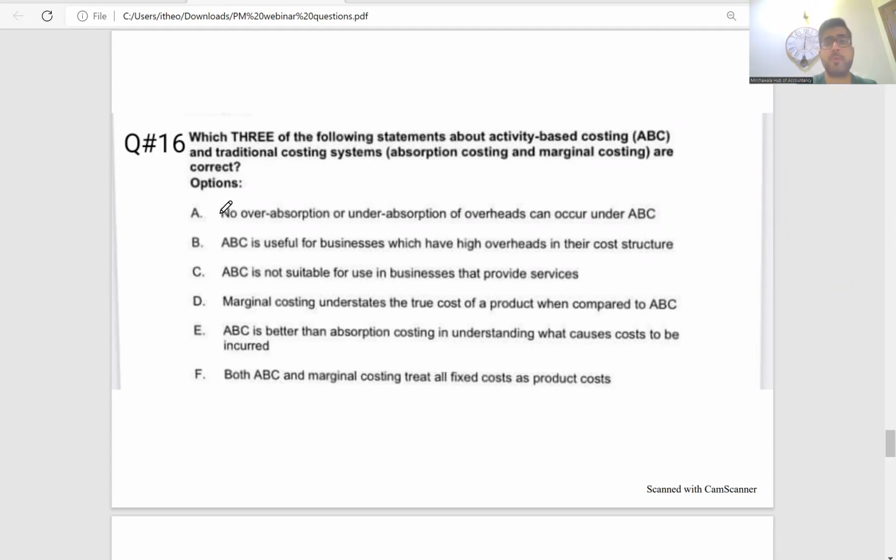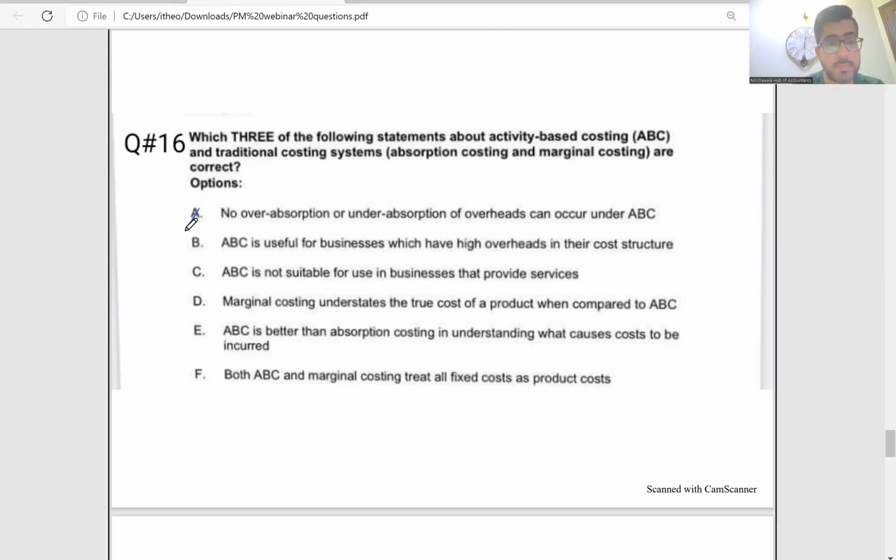No over under absorption can occur under ABC. This is completely false. Over under absorption does not occur only in marginal costing. In marginal costing, there is no over under absorption. That is the principle, that marginal costing doesn't have any over under absorption. Over under absorption can come in absorption costing as well as ABC. It cannot come in marginal costing.